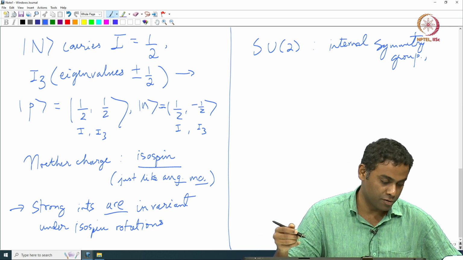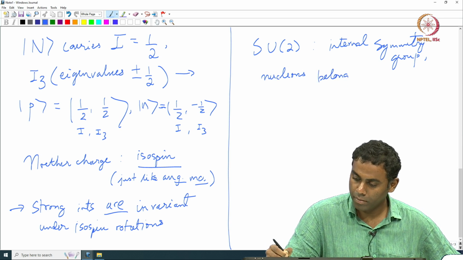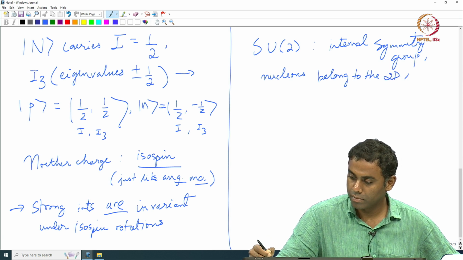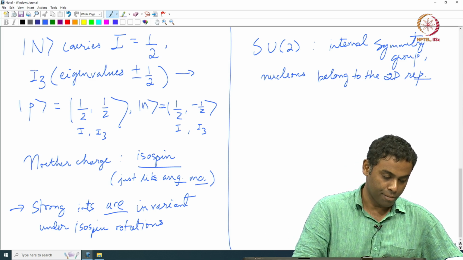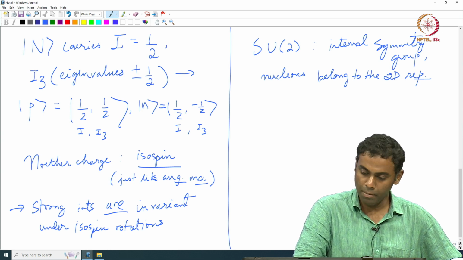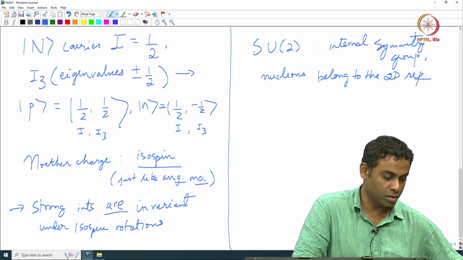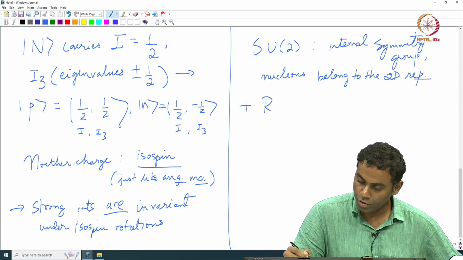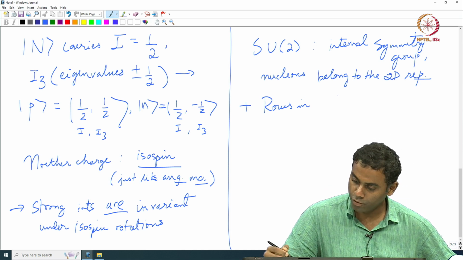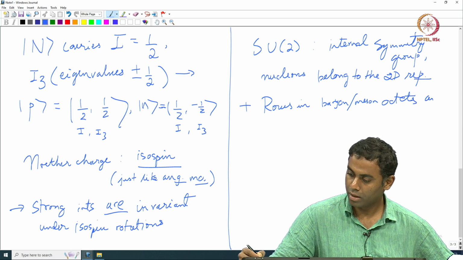And of course, I also have to specify that the nucleons, that is the neutron and the proton, belong to the 2D representation. That is trivial, we just wrote everything as 2D representations. Okay, good. So, with this understanding, we can now see a bit more into what the whole eightfold way was about. So, the rows in the eightfold way, let me just say in the baryon or meson octets and the baryon decuplet.